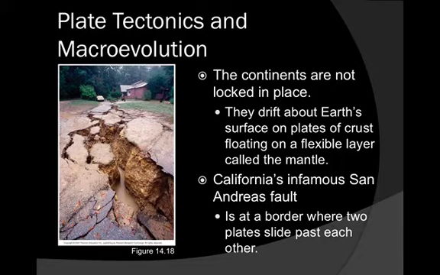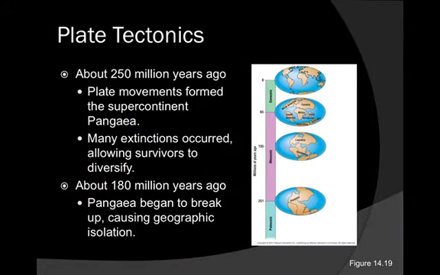Continents are not locked in place. We know this. They drift about the surface. We know the whole concept of the theory of plate tectonics. You guys first learned it in 6th grade with me. You did a little bit more with Mr. Jordan. You did a little bit more with Mr. Rothrock. Okay, we have this idea about 250 million years ago, a supercontinent entitled Pangaea, because it meant all Earth or all land. Many extinctions occurred, which allowed for diversity. About 180 million years ago, Pangaea began to break up, which started causing geographic isolation, which is why you find a lot of real funky things in Australia.